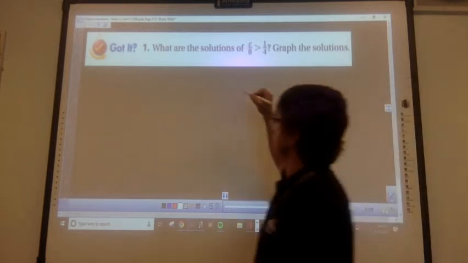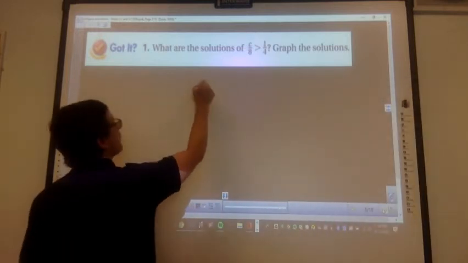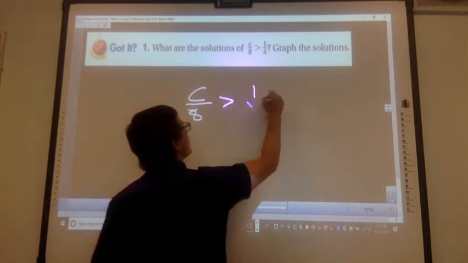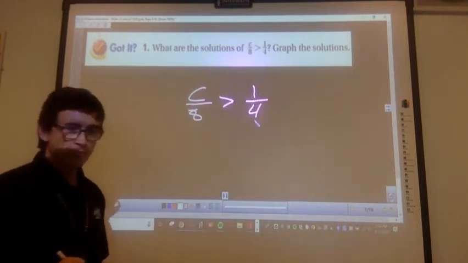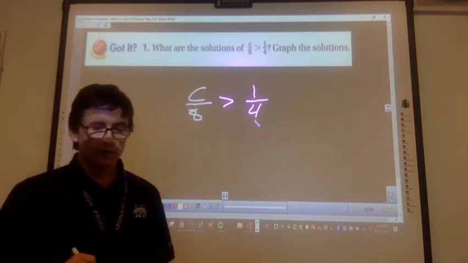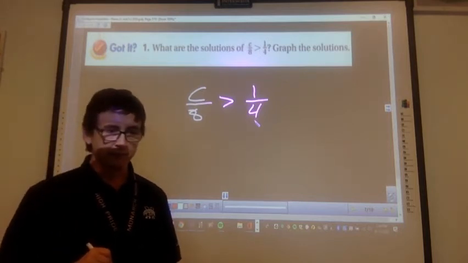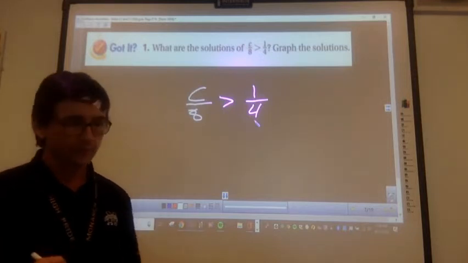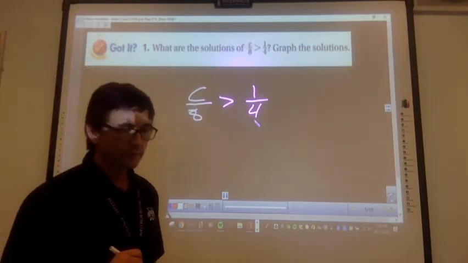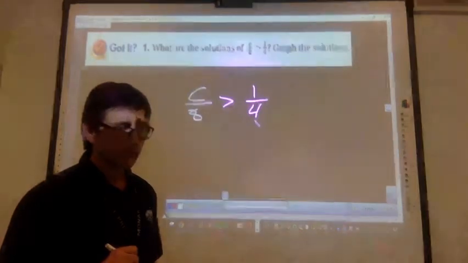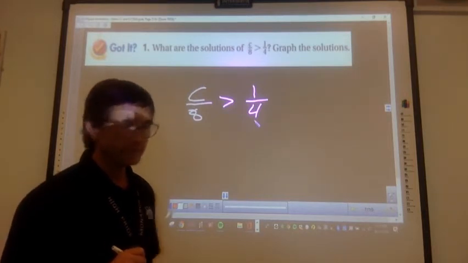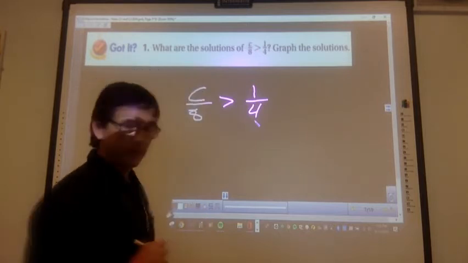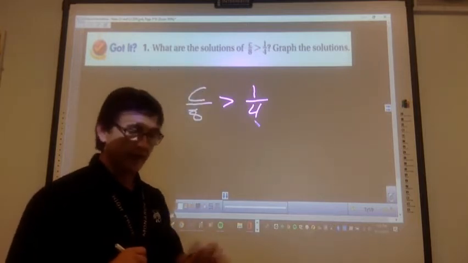Okay, so this one, we have c over 8 is greater than 1/4. What can I do to solve this problem? I don't want to get a common denominator. Go for it, Anna. I didn't hear you. Times 8. Say that again? You would times 8 to both sides. Okay, what else could I do? You could do that. That works.